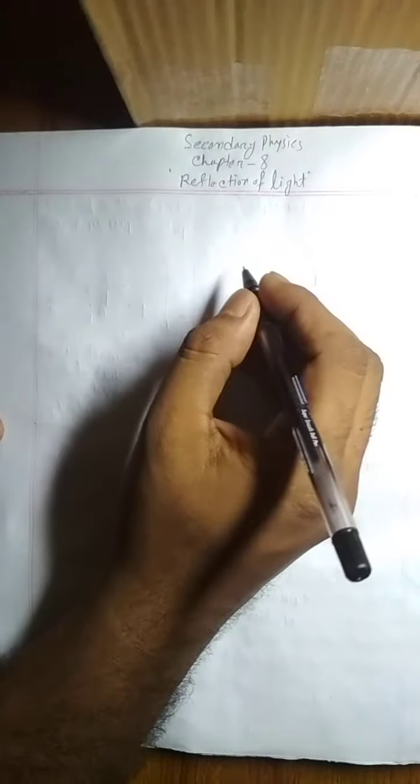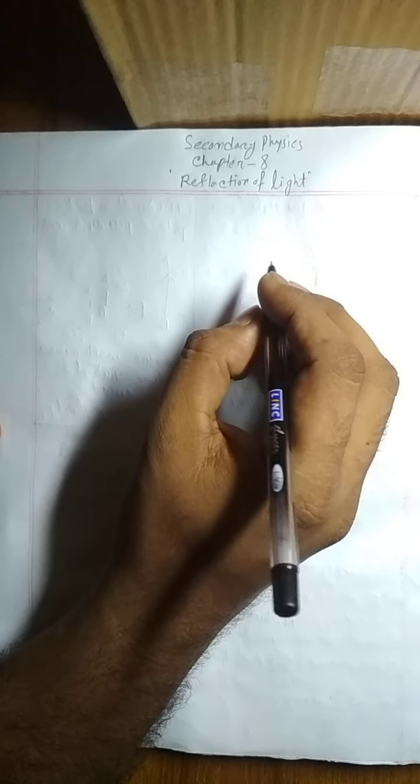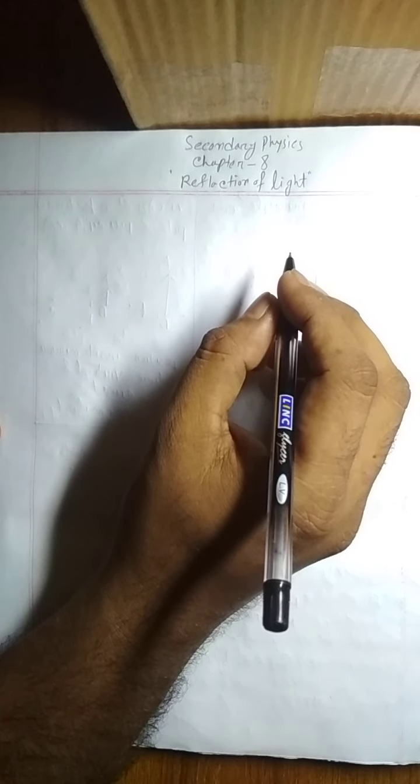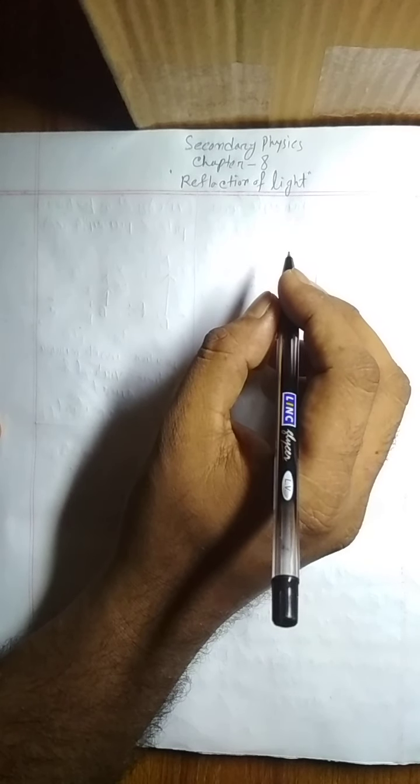We are having chapter 8, reflection of light. Today we will discuss a very important topic regarding this chapter. We will do some mathematical problems today. In this chapter there are both convex and concave mirrors. There are some mathematical issues that come frequently in your exams, so we'll discuss them here.